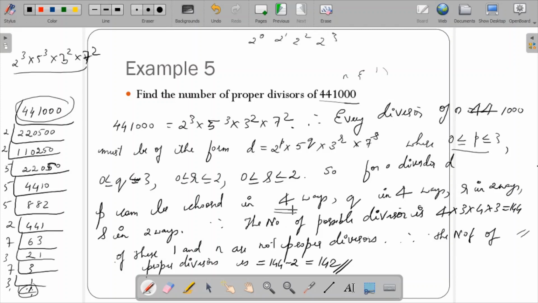That's what I've written over here. Q is 5 to the power 3, so similarly q is in 4 ways, r is in 2 ways and s in 2 ways. So finally the number of possible divisors is 4 into 3 into 4 into 3, that is 144. Of this I am excluding 1 as well as n, because for a positive integer n, the divisors of n other than 1 and n are called proper divisors. So finally 144 minus 2 is 142. Thank you.